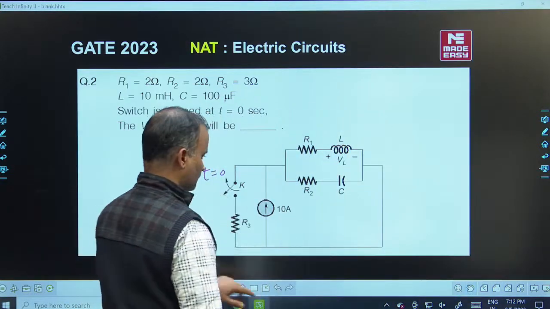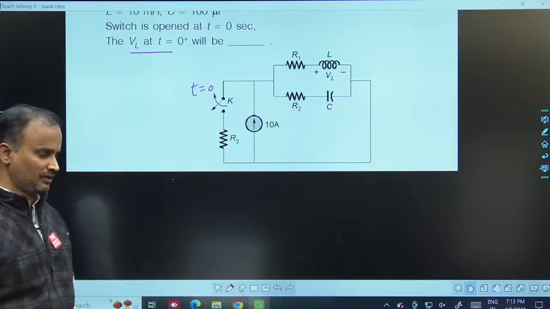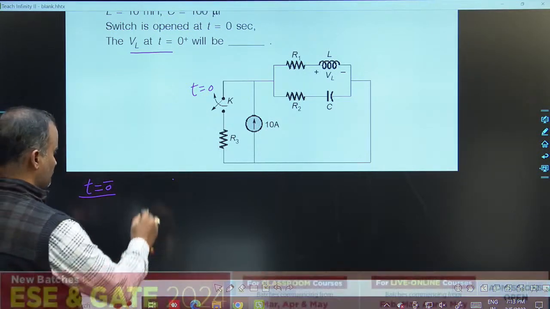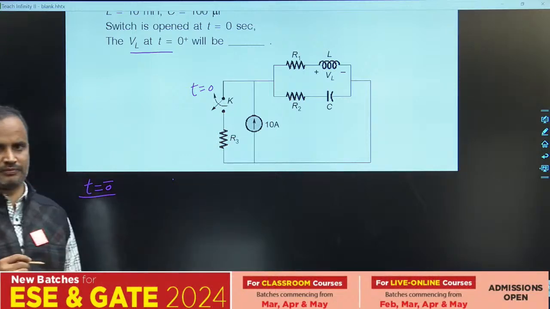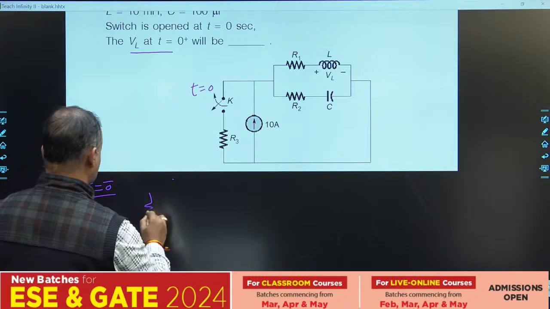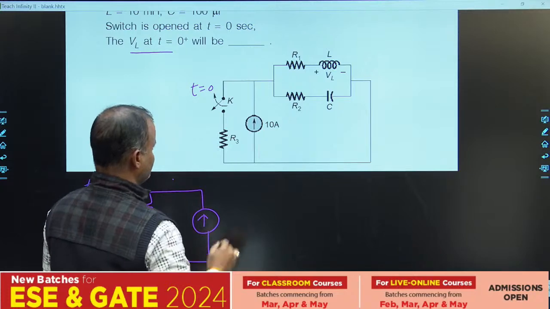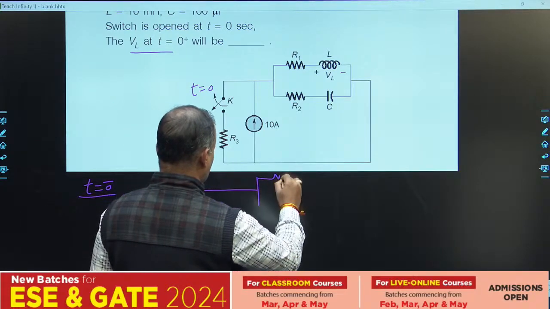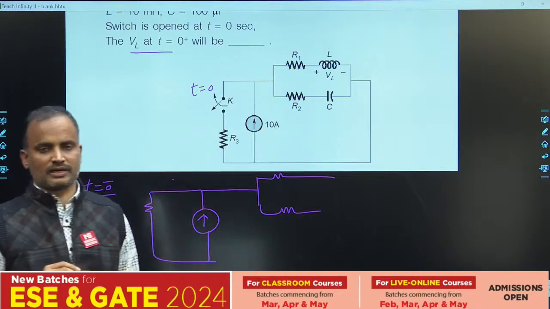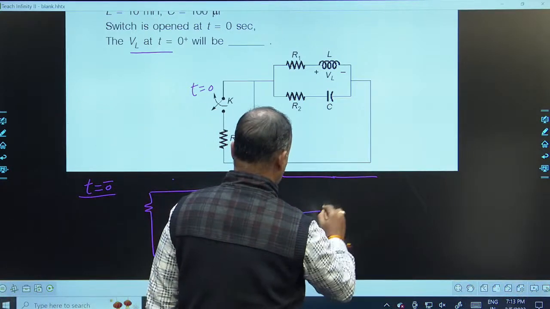Then to find the initial values, let us see the equivalent circuit at t equal to 0 minus. In this example, t equal to 0 minus means immediately before operating the switch. The switch was closed. Now 0 minus corresponds to the steady state condition before operating the switch. So we indicate the inductor as a short circuit and the capacitor as an open circuit.